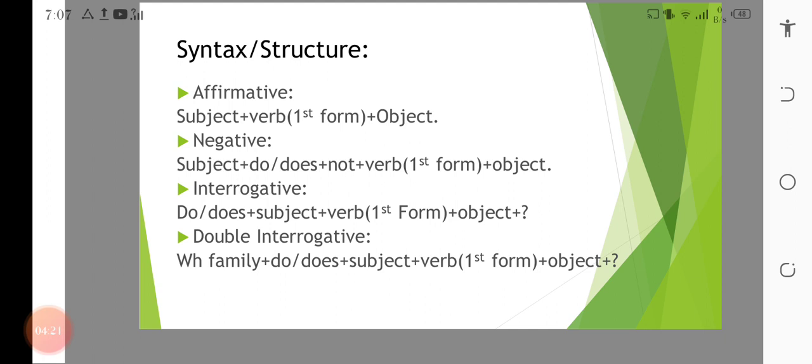So this is the one difference. You have to learn this. I must say most of the people don't know about the double interrogative. So now you are learning new things, a new concept, and you have to remember this. And whenever you go for teaching, you must teach this to your students.